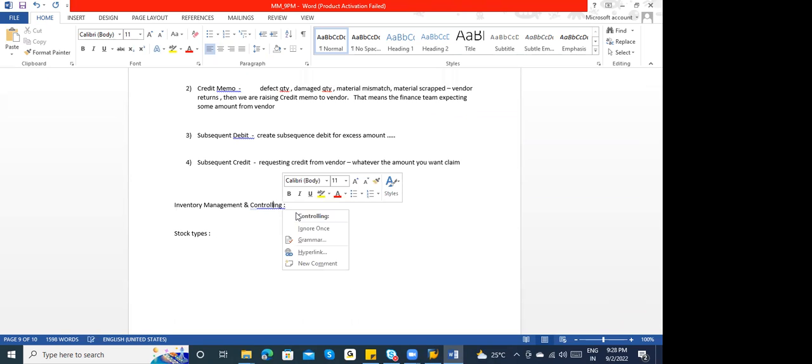Okay, so once you receive a stock, how you are managing your stock is based on your types of stock. So we have different stock types. One is unrestricted use.